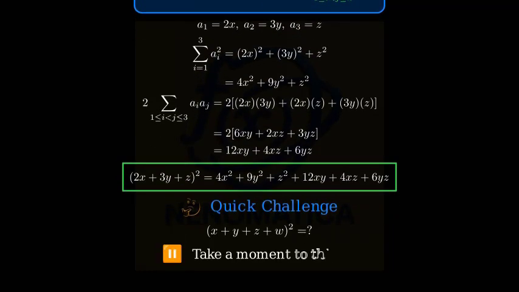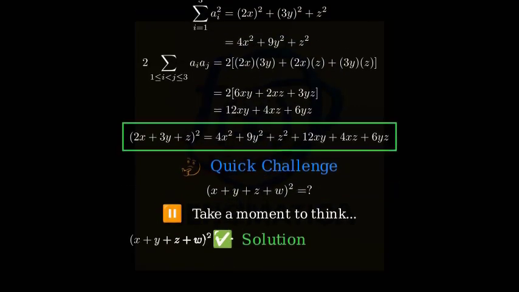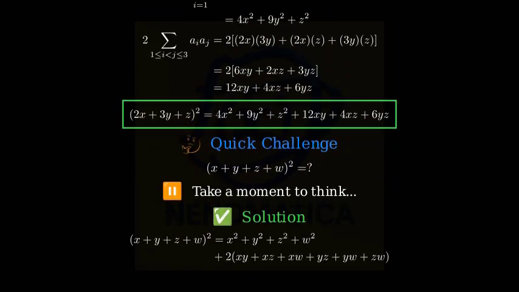Find the expansion of x plus y plus z plus w, squared. Take a moment to think about how you would apply our formula. Using our formula, we get x squared plus y squared plus z squared plus w squared, plus 2 times (xy plus xz plus xw plus yz plus yw plus zw).